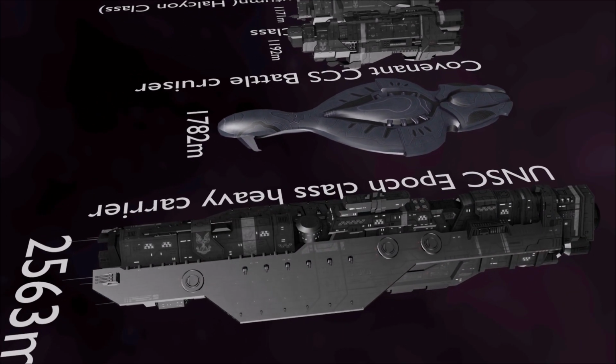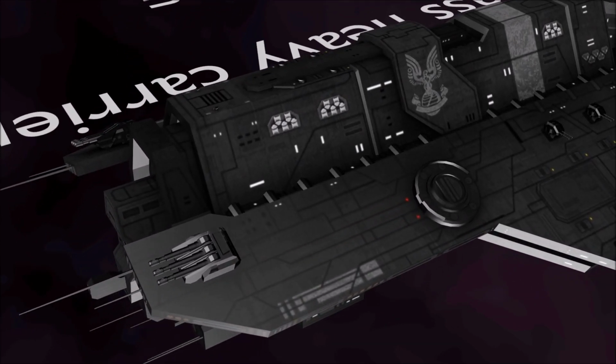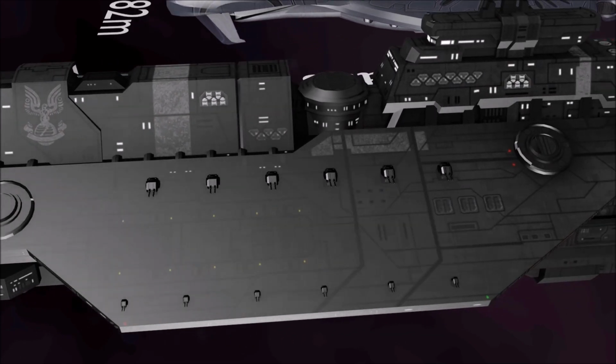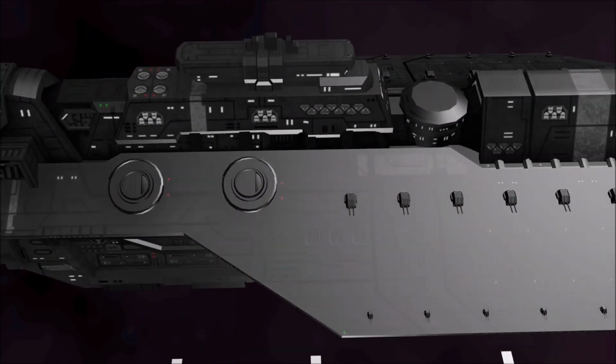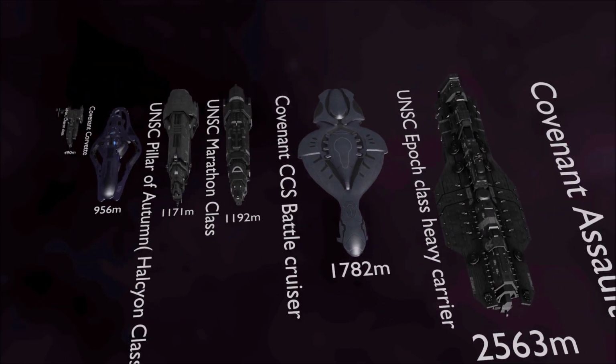This ship is known as the Epoch-class heavy carrier. It's 2,563 meters long and can handle a lot of damage in combat. Their complement consists of 800 marines, 36 dropships and 24 space fighters. There are usually 1,300 crew members in Epoch-class ships.